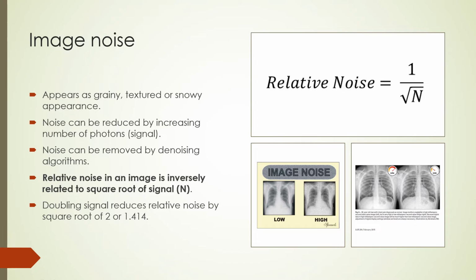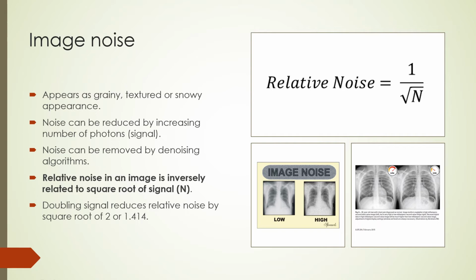An important formula to keep in mind is the relative noise formula above. It is stated here in a more useful form as relative noise is inversely related to the square root of signal. So, for example, if you have an image that has some level of noise, if you double the signal, the noise in the image will be reduced by square root of 2 or 1.414. If you increase the signal by a factor of 4, the noise is reduced by the square root of 4 or noise is cut in half.